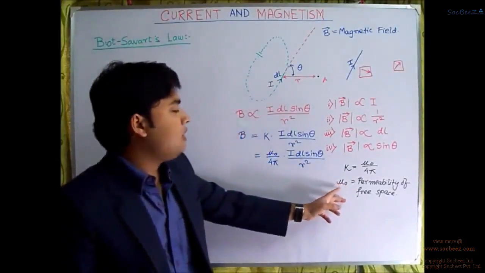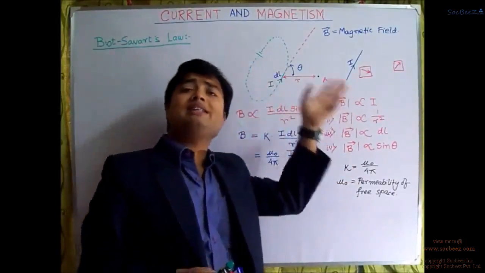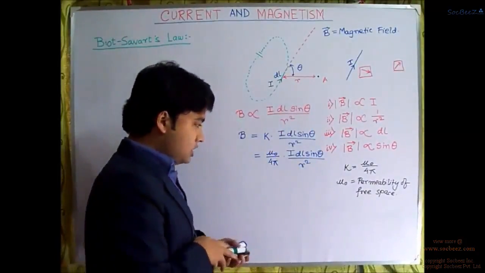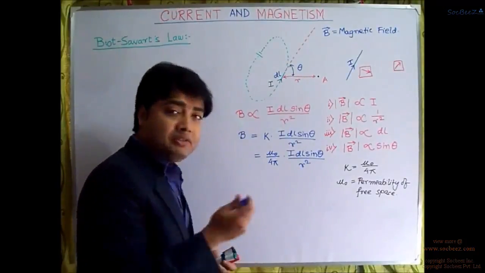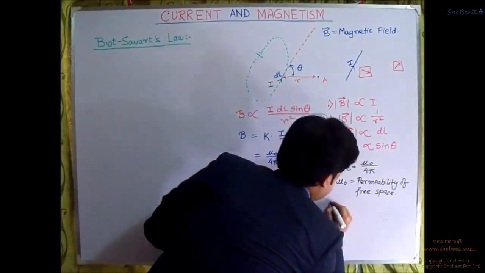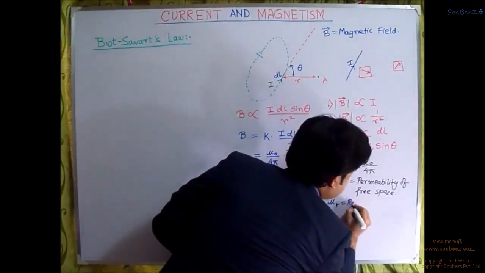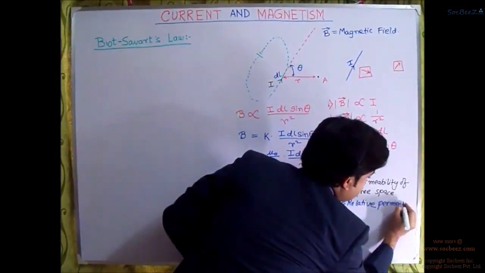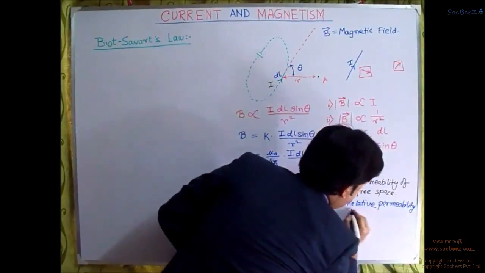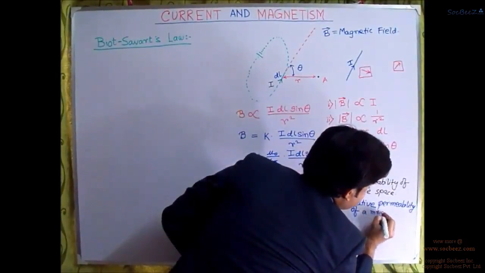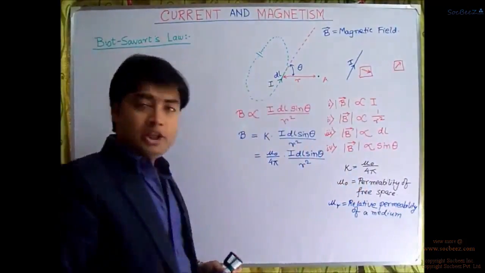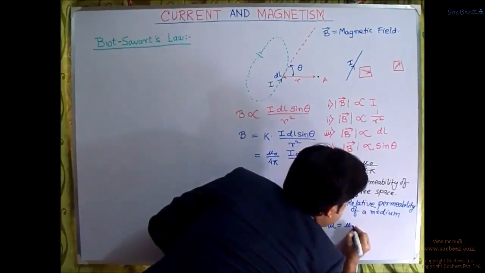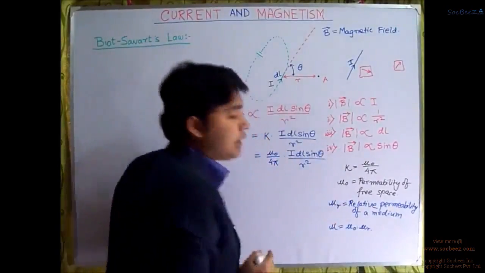Now say for example, if this is not in free space but inside some different material, where mu r is the relative permeability of a medium, right, then we could say that mu is equal to mu naught multiplied by mu r, right?